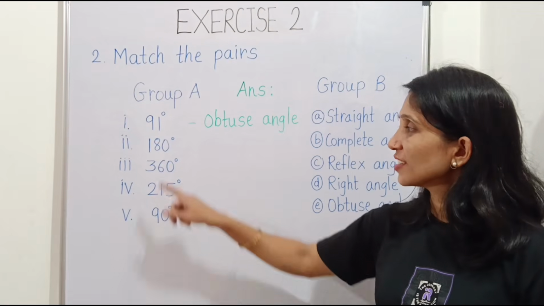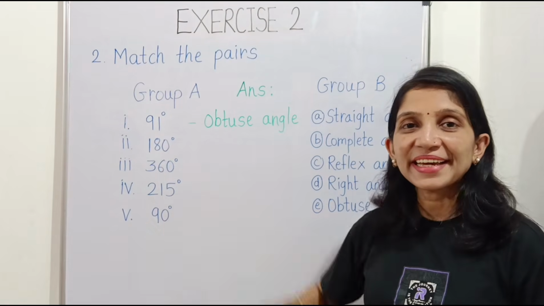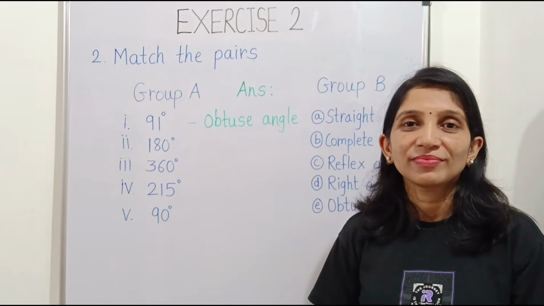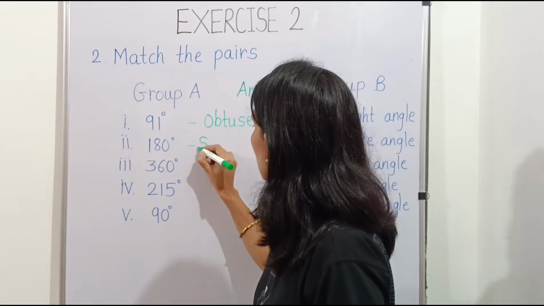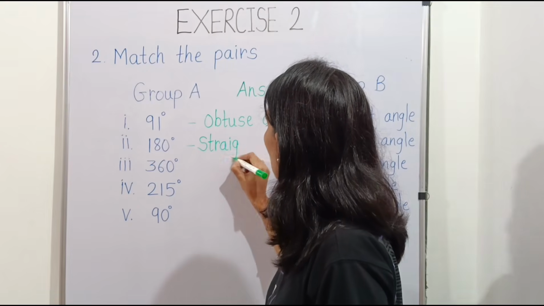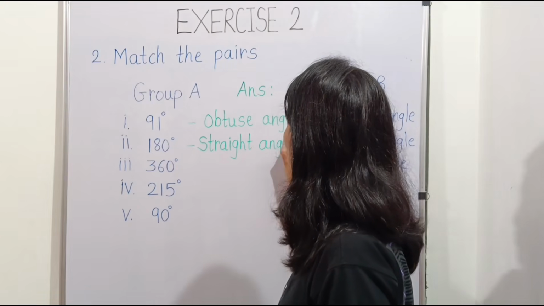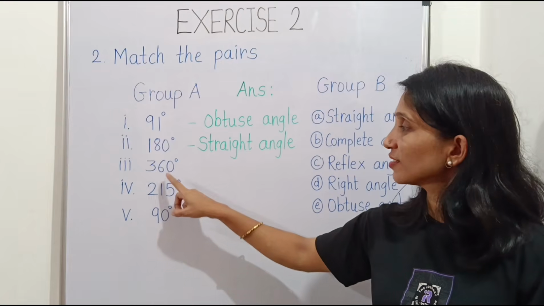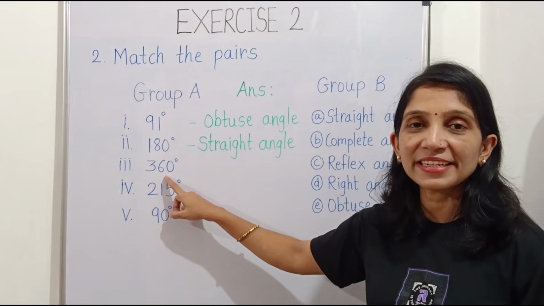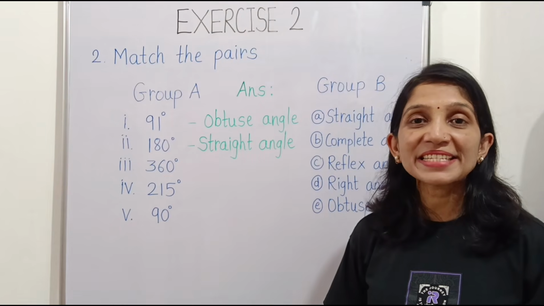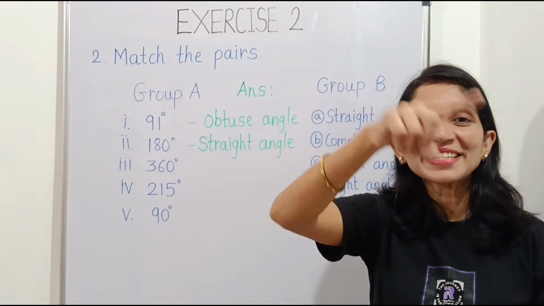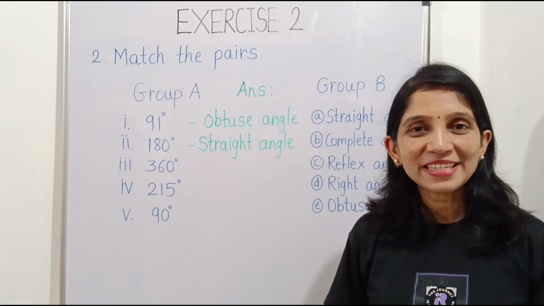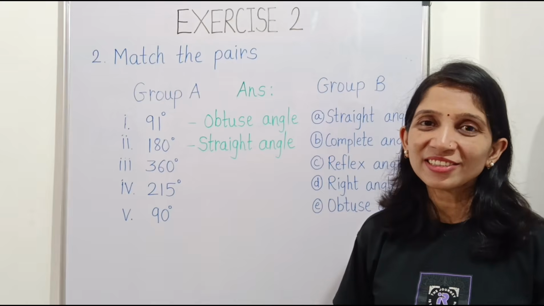Next measure is 180 degree. Exactly 180 degree. That means straight angle. Next measure is 360 degree. Exactly 360 degree. It makes a complete circle. That means it is complete angle.